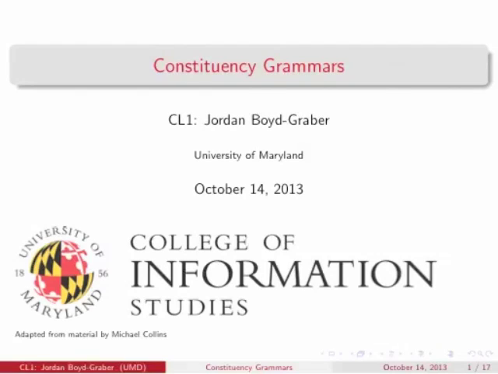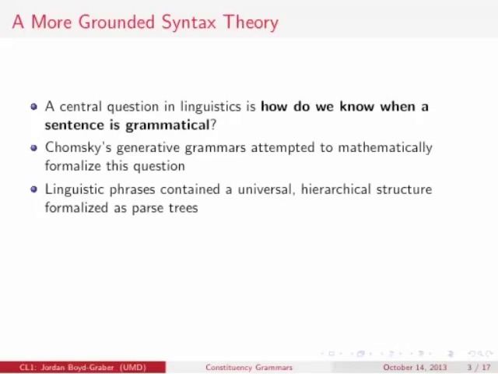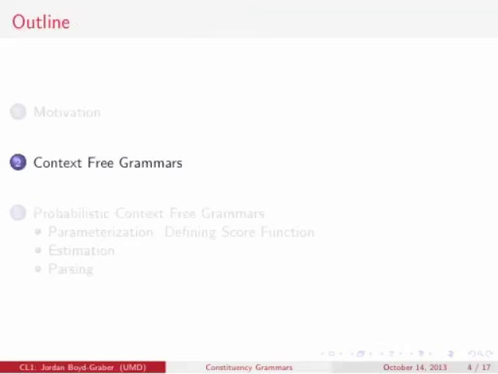Today we're going to be talking about a different kind of syntactic analysis using constituency grammars. First, why are we using constituency grammars? A central question in linguistics is how do we know when a sentence is grammatical? Historically, one of the first ways that people reasoned about this question was using a hierarchical universal structure called parse trees. Today we're going to be talking about this formalization, how we can learn this from data, and then apply it to sentences. And this formalization is called context-free grammar.